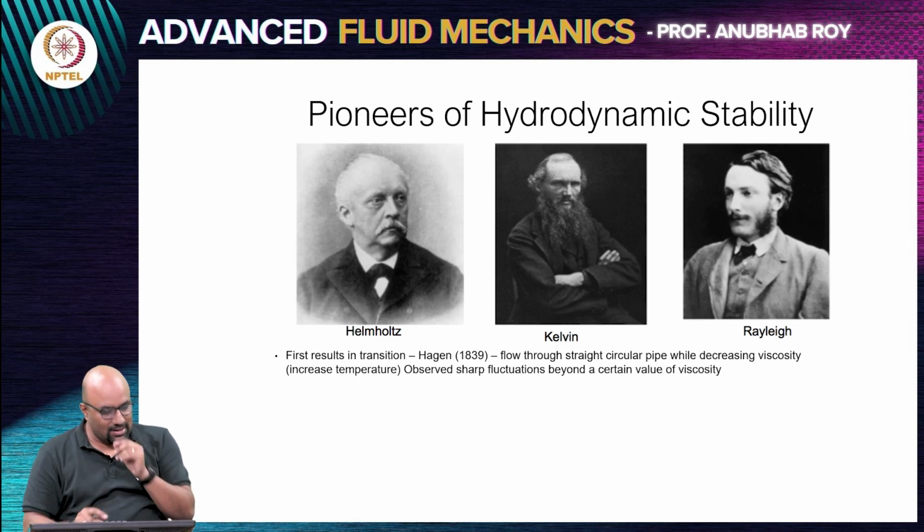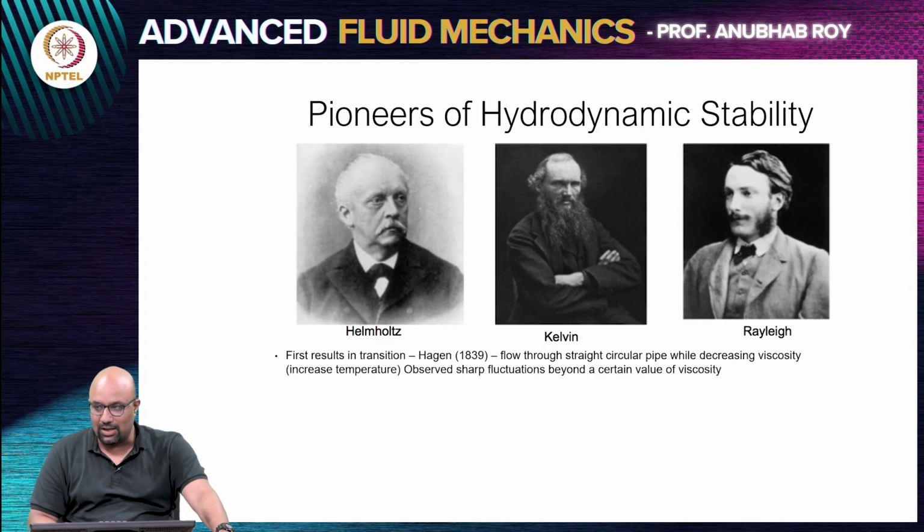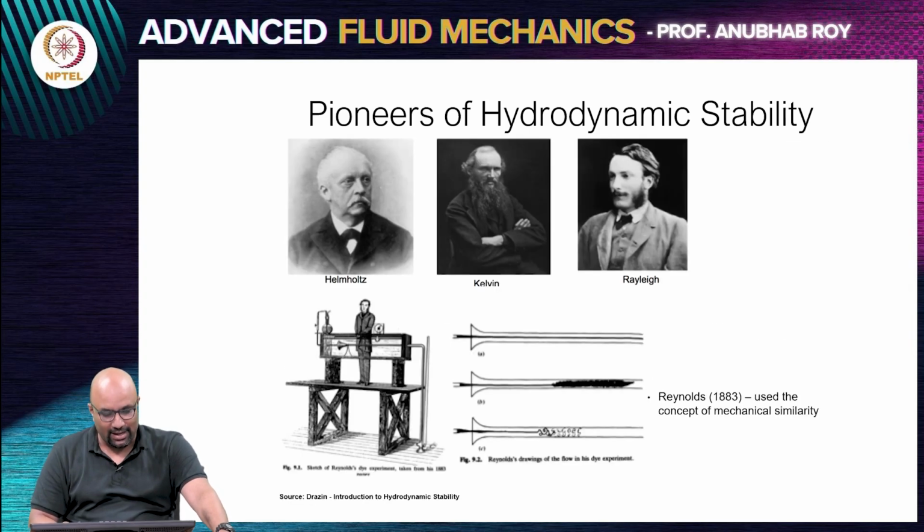So the pioneers of hydrodynamic stability, which again started from the problem of trying to understand whether flow through a pipe or flow through a channel is going to be observed irrespective of whatever pressure drop you have. That is something which primarily started with Helmholtz, went on to Kelvin and Rayleigh, and then there was the legendary set of experiments done by Reynolds of Reynolds number fame.